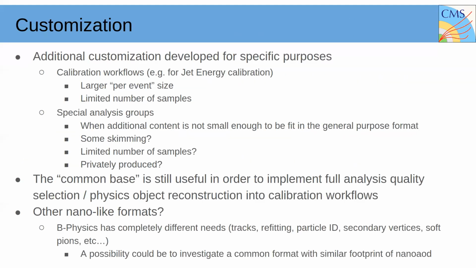We have additional customization that we're doing for specific purposes. For example, we have nano D for some calibration workflows, or we have a special analysis group that, as I mentioned, may want a small format similar to nano AOD, not necessarily nano AOD. And as I was mentioning, the common base, for example in the context of calibration, is really useful because it means you can take analysis quality selection into the workflow for physics object reconstruction if the calibration data sets are sharing some common base with the analysis data sets.